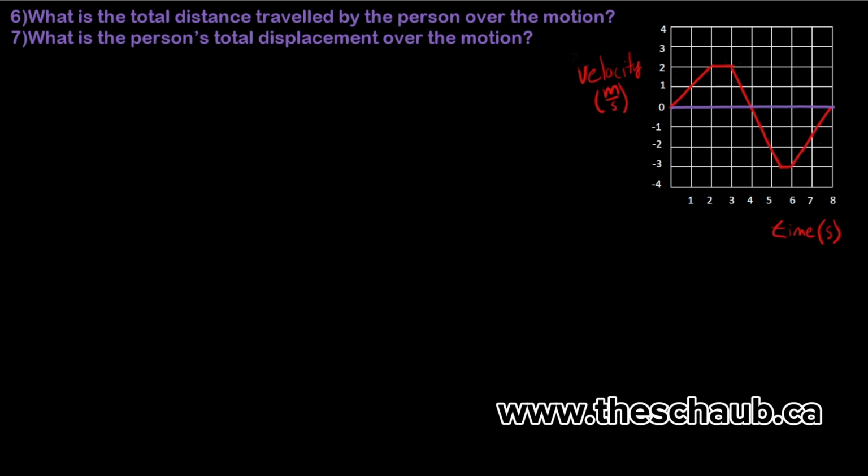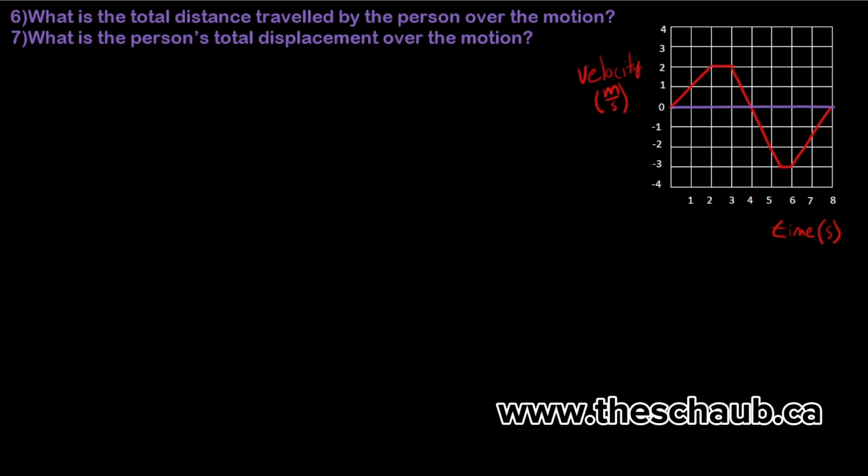In questions 6 and 7, we're asked about the displacement and the distance traveled by the person. In both of these questions, we're looking at how far the person goes. To calculate distance and displacement on a velocity time graph, we're going to have to find the areas between our 0 meters per second line and our curve.